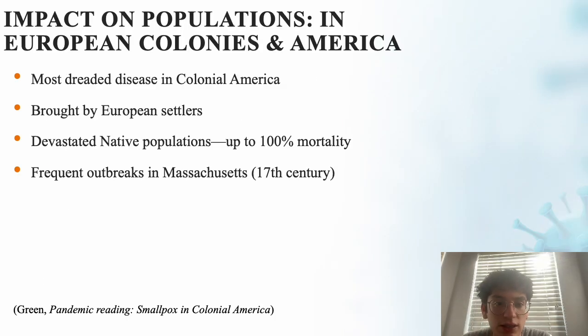Impact on populations in European colonies and America. Smallpox was one of the deadliest diseases in colonial America, especially for native populations who had no natural immunity. Entire communities were devastated. In 1721, when smallpox hit Boston again, Cotton Mather promoted an early form of inoculation, which he learned about from a practice. He had zero medical experience. However, with scientific reports coming out of Europe, he was able to begin inoculating people, which at the time sparked intense public debate.